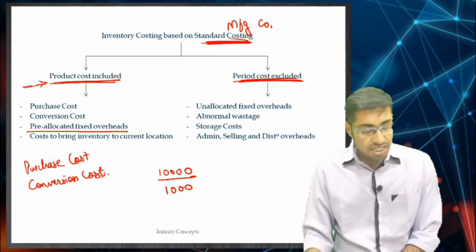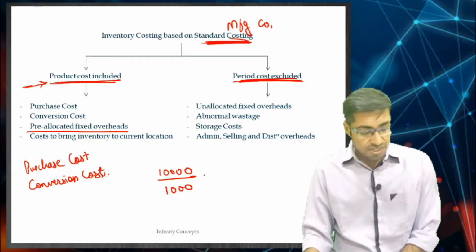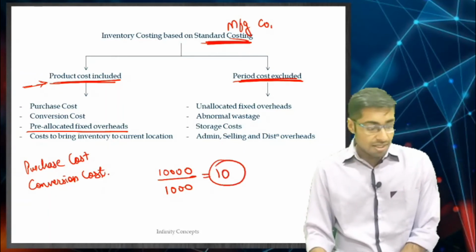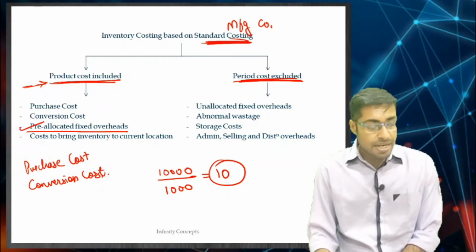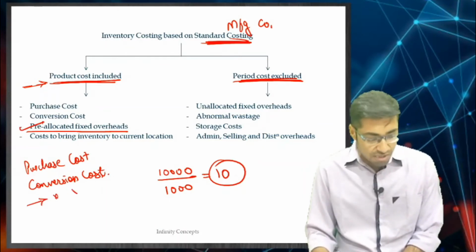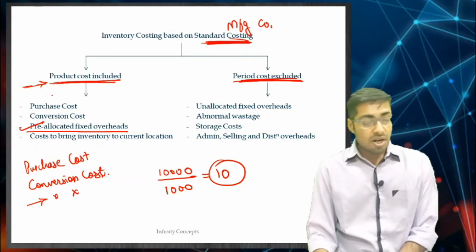The rent for the month is 10,000, and therefore we see that $10 is the overhead per pen. This $10 overhead is known as the pre-allocated fixed overhead. That pre-allocated fixed overhead also needs to be included over here in your product cost.